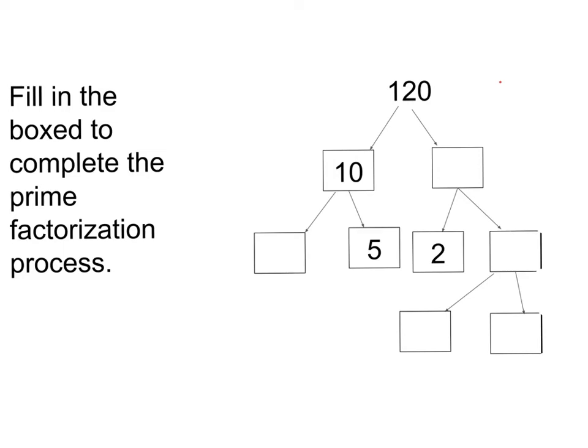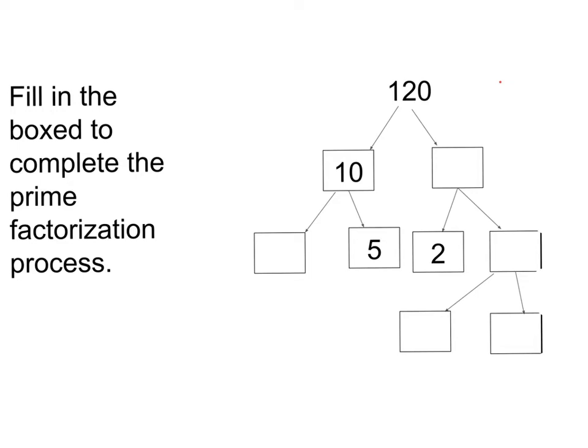Okay, so now we're going to start with actually finding the prime factorization of any given numbers. So here we're given 120. And what I did is I went ahead and started it off so you'll be able to finish it. Now you could start with any two factors that give you 120. In this case, we decided to start with 10. So 10 and another factor.